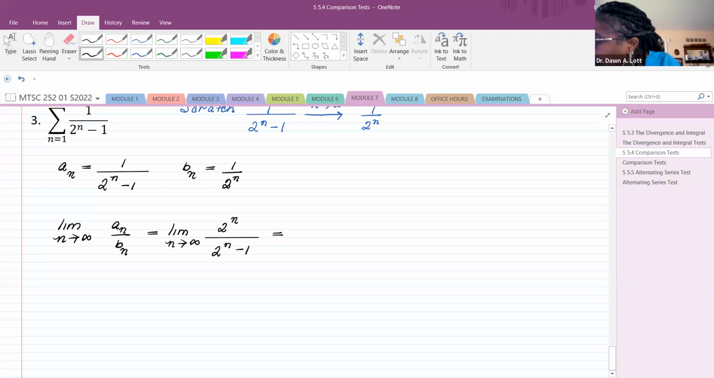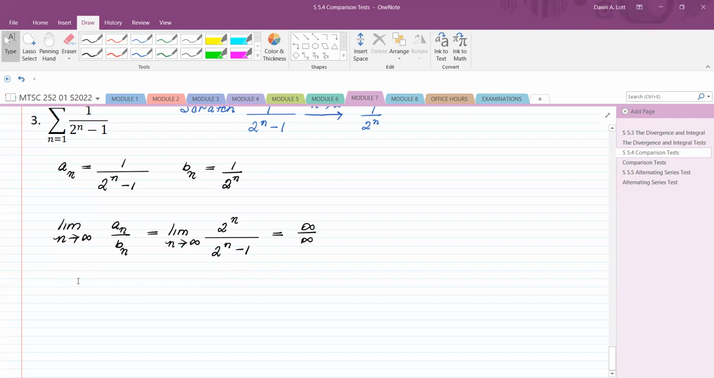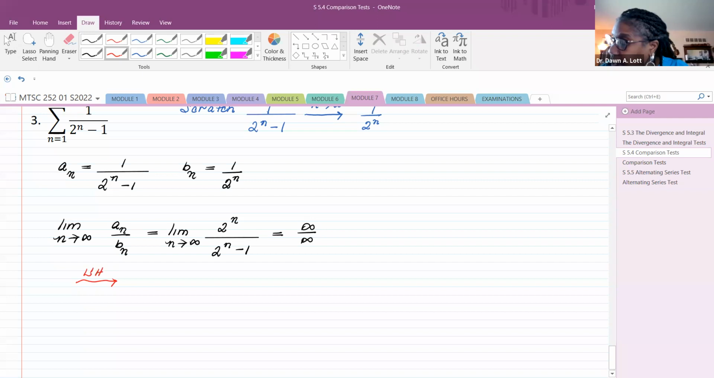-1. And as n goes to infinity, 2 to the n goes to infinity, and 2 to the n -1 goes to infinity. So therefore, what rule am I going to use in order to complete this limit? Anybody have an idea? What rule? L'Hopital's. Awesome.